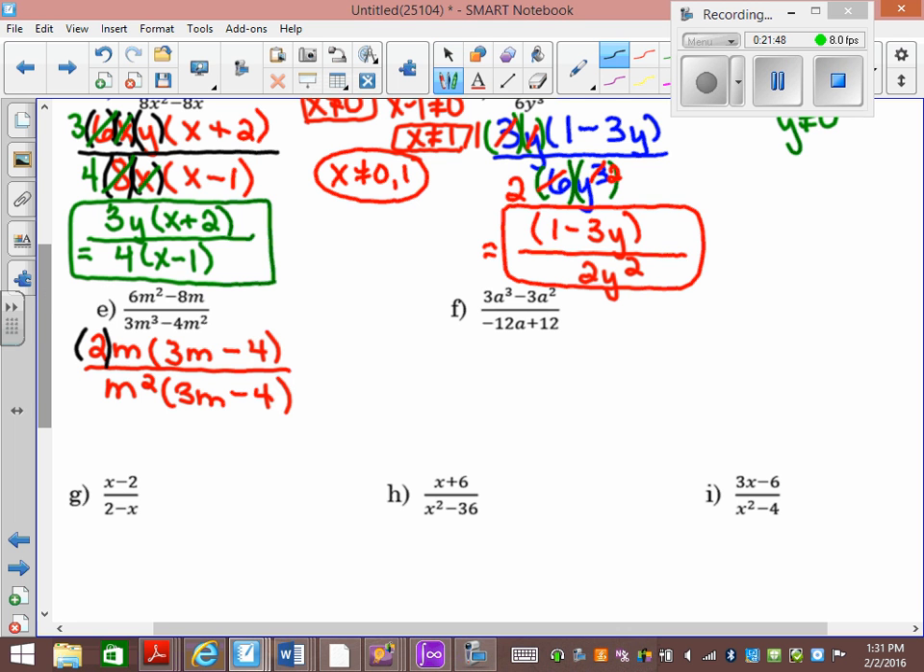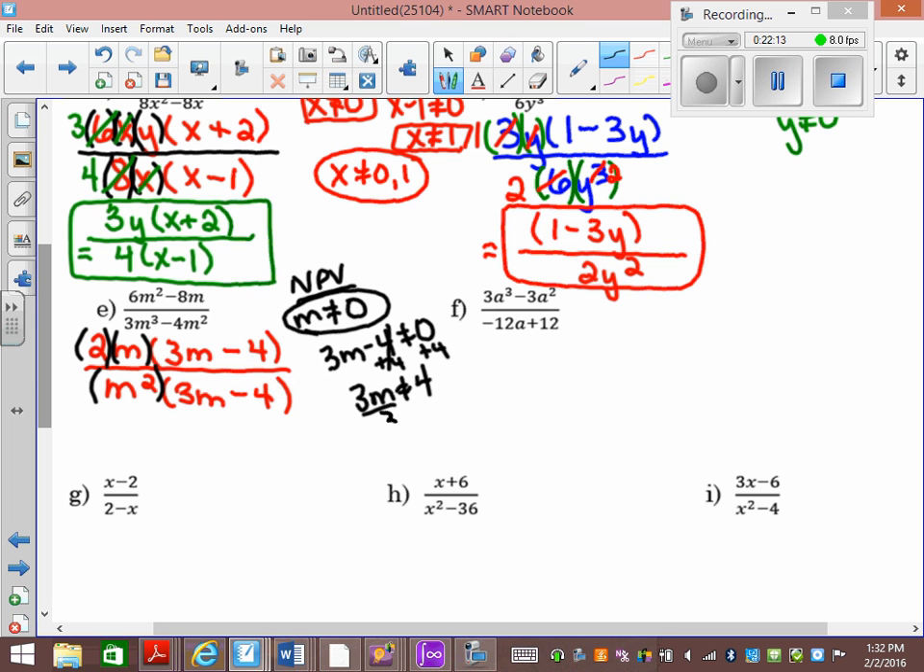These are in their own brackets. So we have m can't equal 0 because of the m squared by itself. And we have 3m minus 4 can't equal 0. Move the 4 over. 3m can't equal 4. Divide by the 3. And m can't equal 4/3. So I could say m can't equal 0 or 4/3.